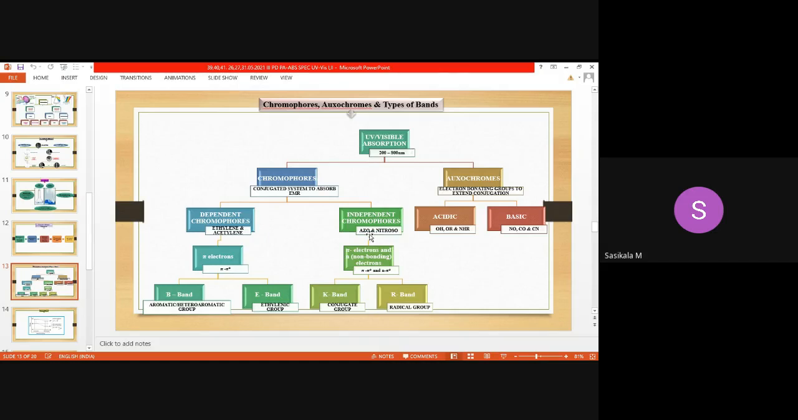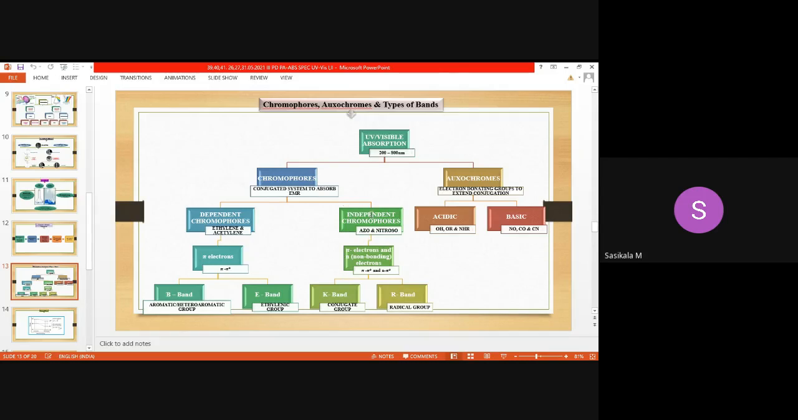Okay, so it will be contributing with both pi electrons and non-bonding electrons. The transition occurs from the ground state, pi electrons from the ground state to the pi star excited state, and n electrons from the ground state are converted to pi star, that is the excited state of n. It is not given as n star, it is pi star. When it is going to the excited state, it is going up to the level of pi electrons only, n electrons.